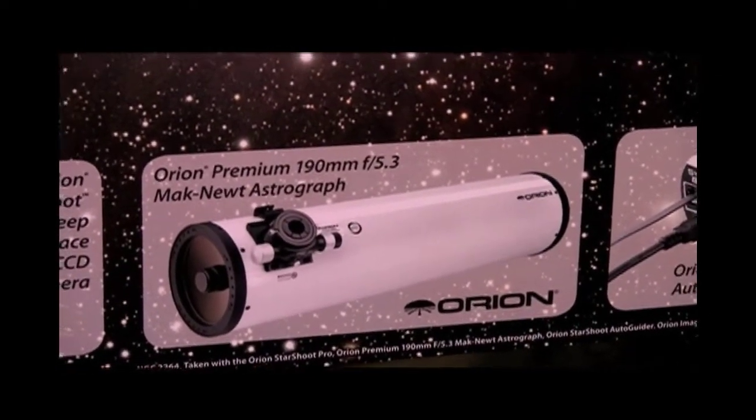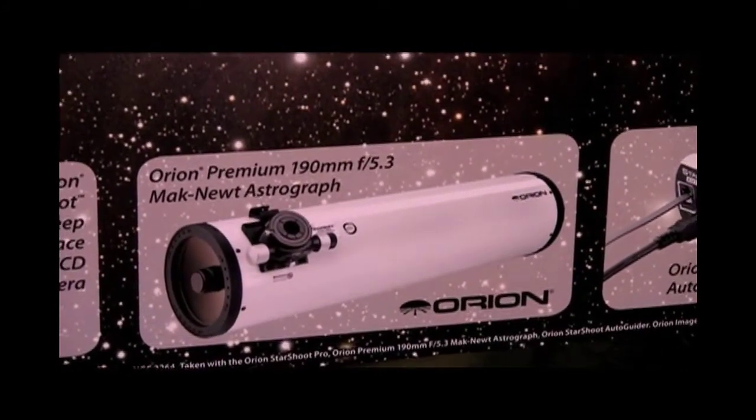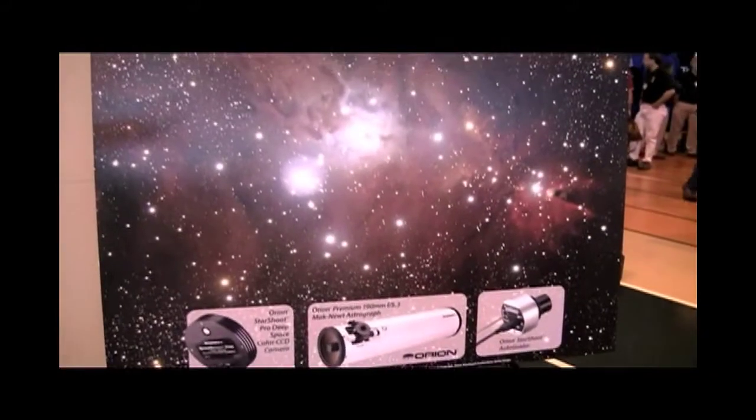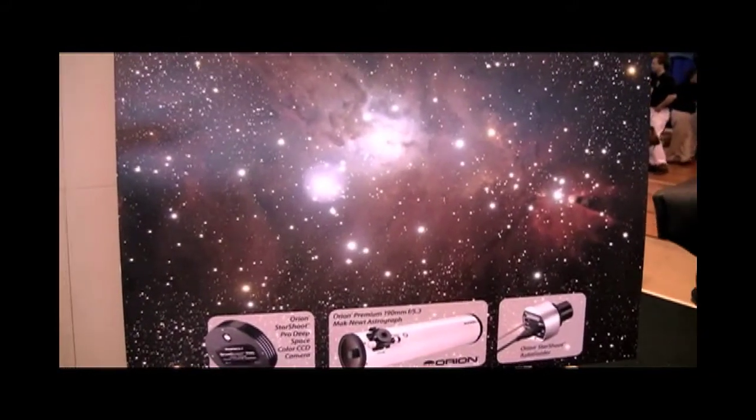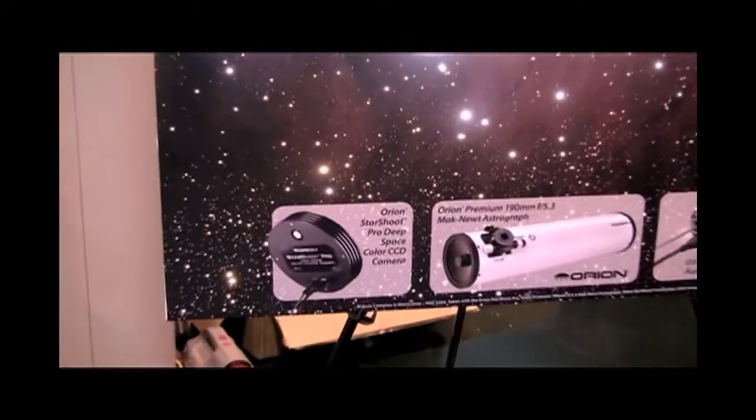And I'm very partial to that one just because it's so flat and delivers just superb images. What camera was used on this image? This was with the Orion Starshoot Pro. It's the one-shot color, 6.1 megapixel, and uses the Sony CCD.